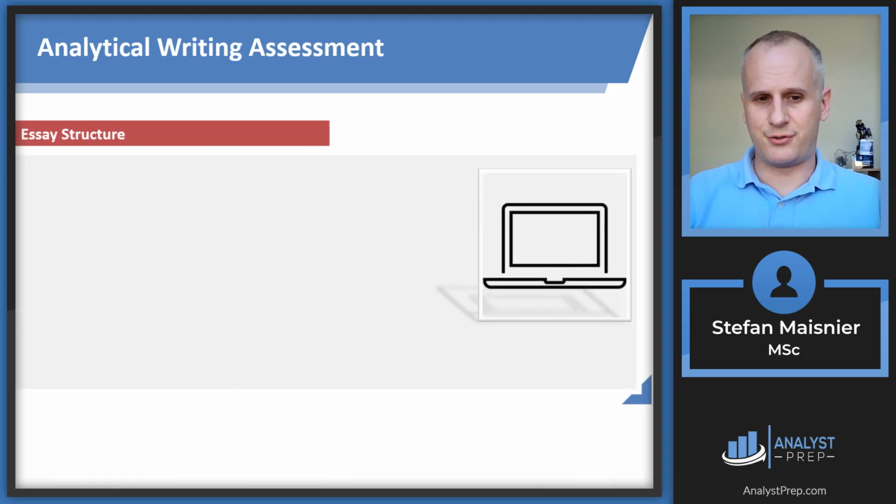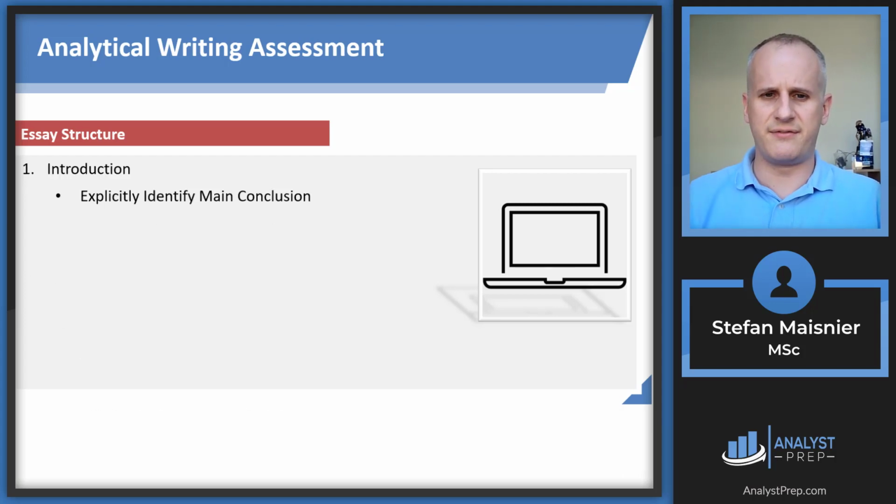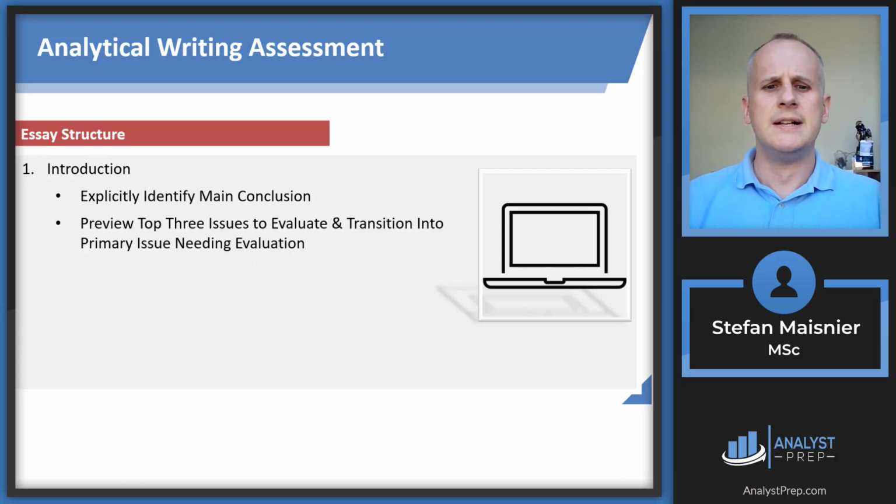So let's talk about that essay structure now. It's always going to begin with an introduction. And in the introduction, explicitly identify your main conclusion. Don't skirt it. Don't overly paraphrase it. Don't just refer back to it as the claim or the conclusion or the recommendation. You have to say what it is, because sometimes they're a little bit convoluted and a little bit complex, and that's part of the thing that the essay grader is noting, is whether or not you specifically understood what the conclusion was. Then you want to preview your top 3 issues that you need to evaluate, and you'll transition into the primary issue that is in need of evaluation, whatever you decided, in this case, possibly whether or not that analogy to color film processing is apt for Olympic Foods.